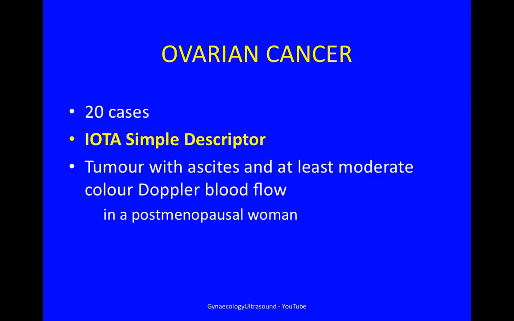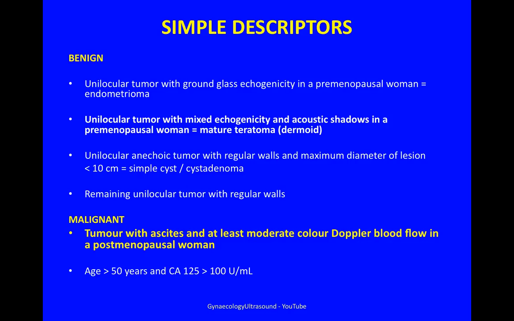Sometimes it's immediately obvious what you're looking at, and IOTA call this a simple descriptor. When you see a tumour with ascites and at least moderate colour Doppler blood flow in a postmenopausal woman, you can say with a high degree of certainty it's an ovarian cancer. These are the other simple descriptors. There are 4 benign descriptors and 2 malignant descriptors.